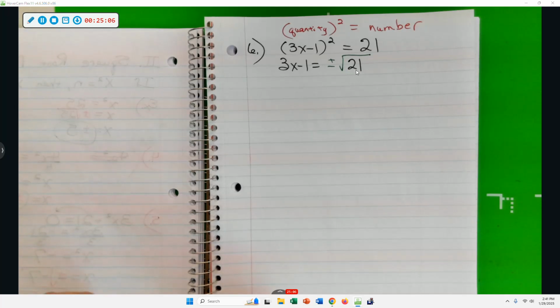Can we reduce the square root of 21? 3 and 7, there's no 3 and 7 are the only factors other than 1 and 21.